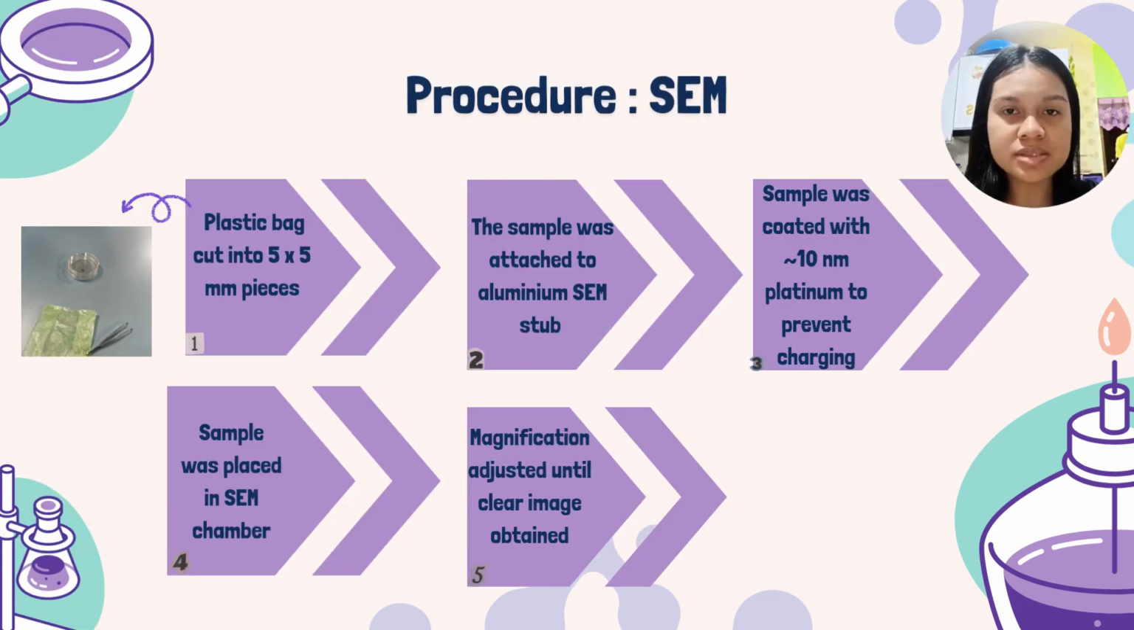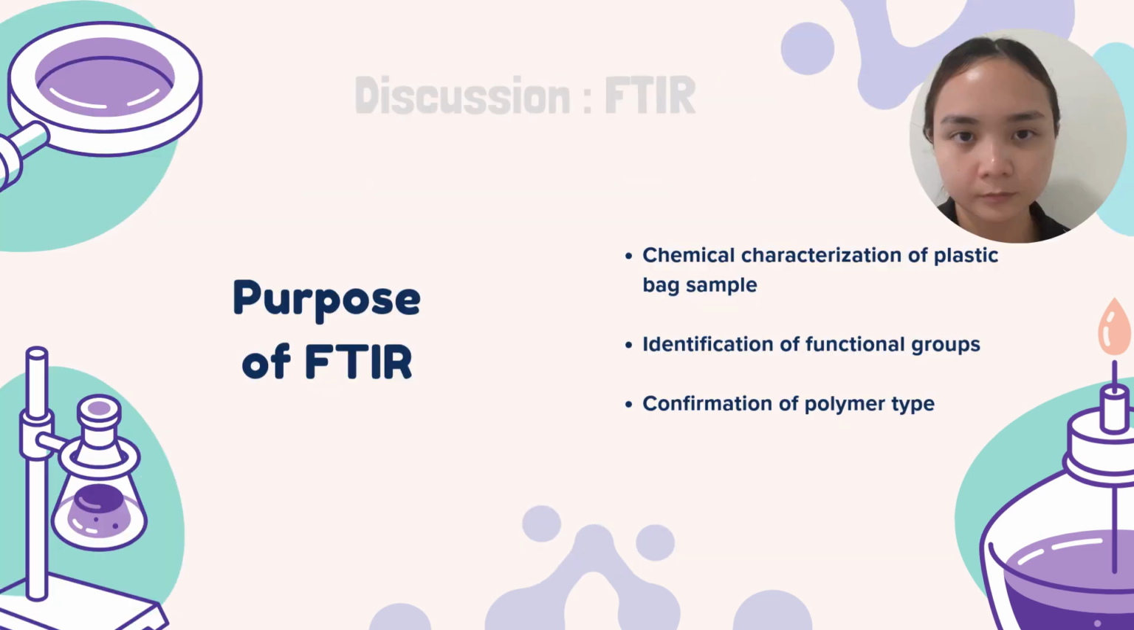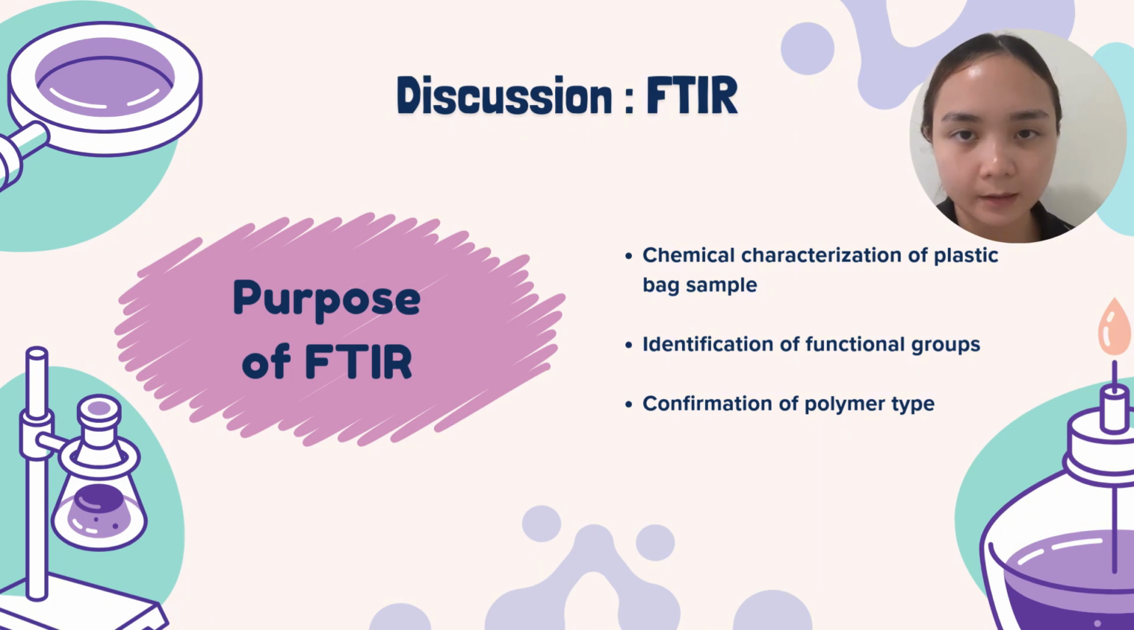For SEM analysis, the plastic bag was first cut into small 5 by 5 mm pieces and handled using tweezers to avoid contamination. The sample was mounted on an aluminum stub using carbon tape and gently pressed to ensure good contact. It was then sputter coated with a thin layer of platinum to prevent charging. Finally, the sample was placed in the SEM chamber and observed at a low accelerating voltage with magnification adjusted to obtain clear images. For this part, I will be discussing the FTIR results of the plastic bag sample.